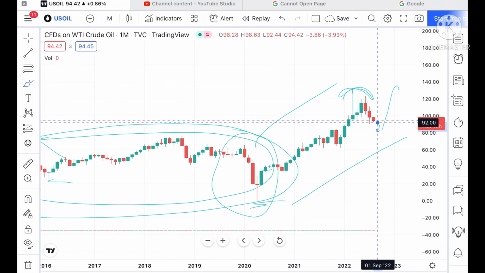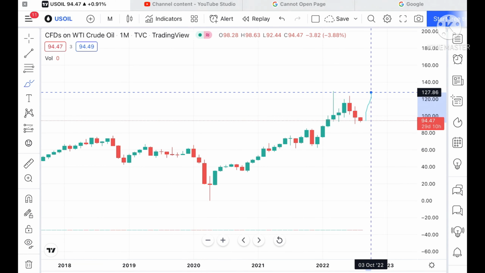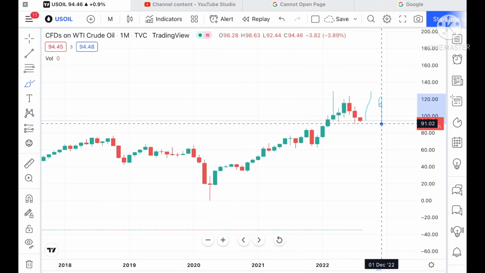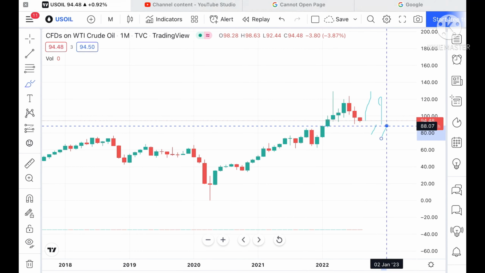From March till now we have seen so much volatility, as the price of crude has moved to a high of around 129.34 and a low of around 90.04 also.